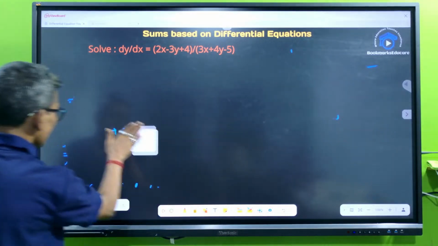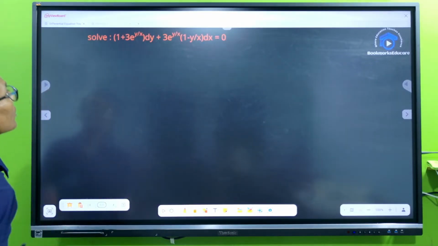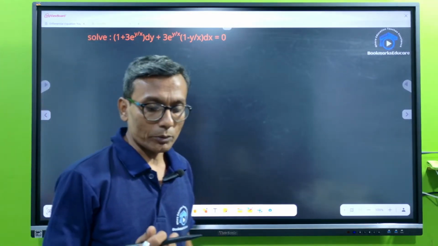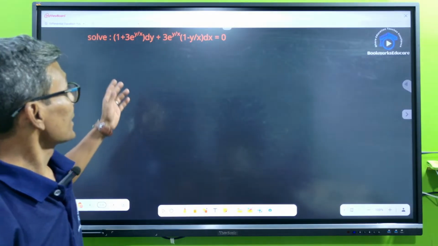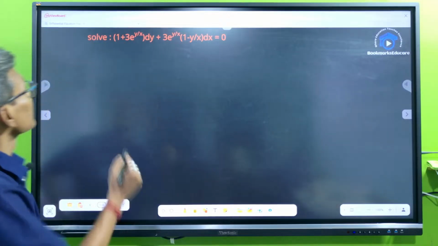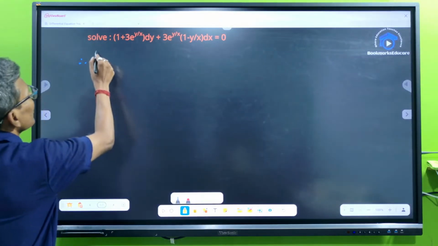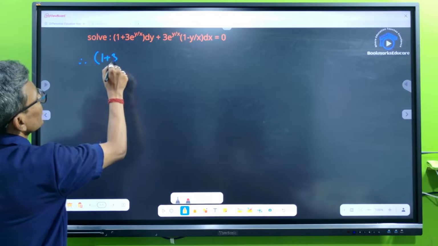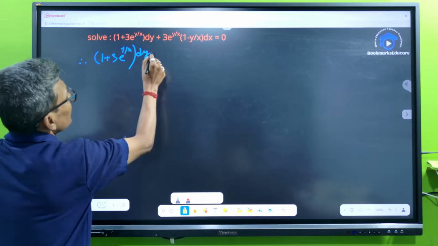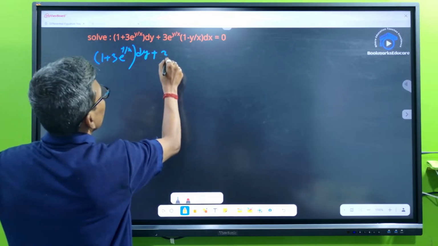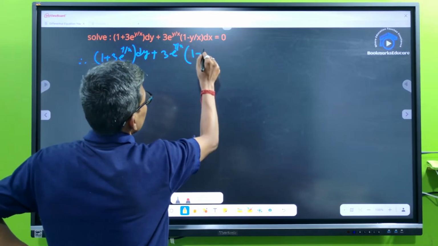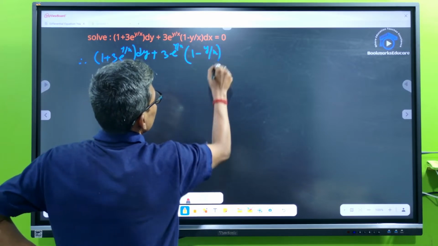Another sum is this homogeneous differential equation. Why is it considered as a homogeneous differential equation? Because first of all, (1 plus e to the power y by x) into dy plus e to the power y by x into (1 minus y by x) into dx is equal to 0.